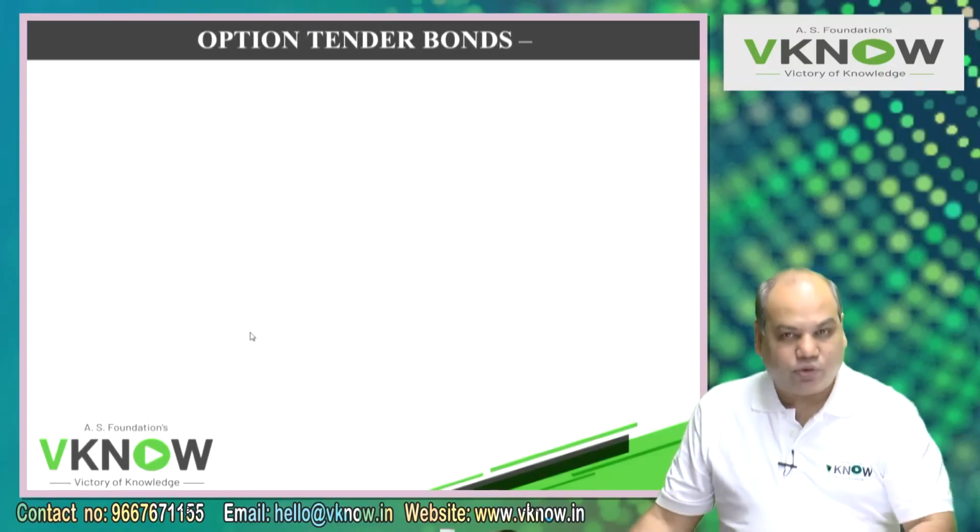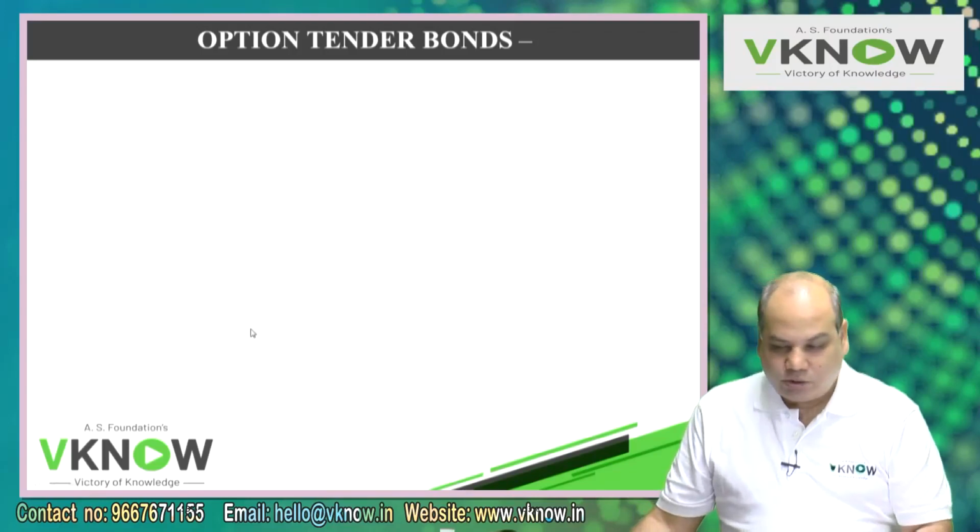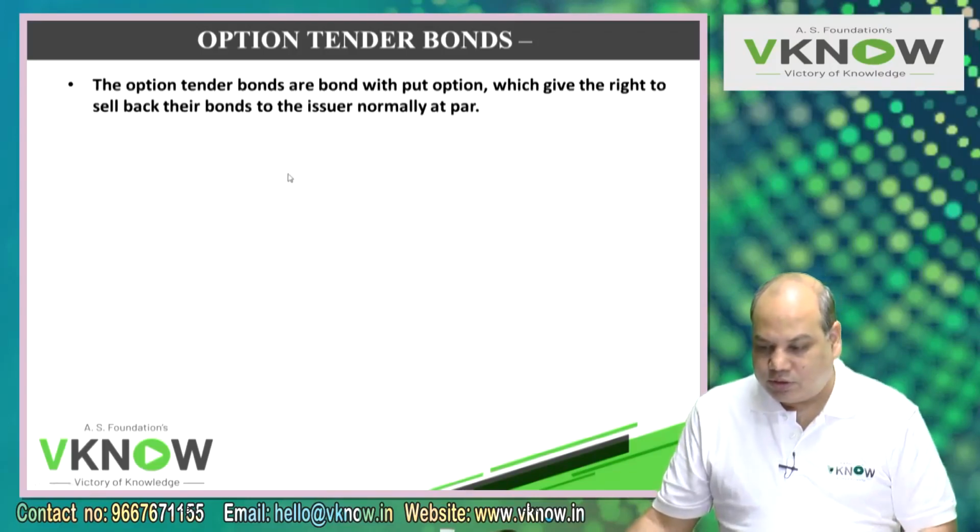This is how a floating rate bond operates. We will solve a question on that a little later. And now the next type of bond is point number 9, option tender bonds. So what are option tender bonds?